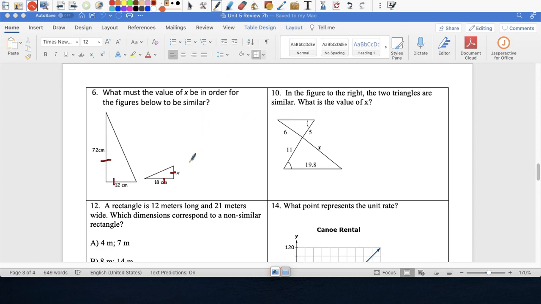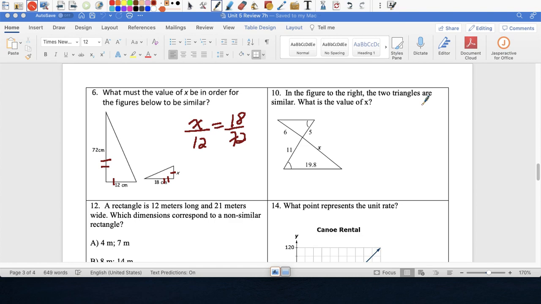So corresponding sides. Let me write two lines here and two lines here. Those two match and the other two. x corresponds to 12, and that ratio has to be equal to the other two sides, so 18, the smaller triangle, corresponds to 72. We're missing this value here. There are many ways you can do this.